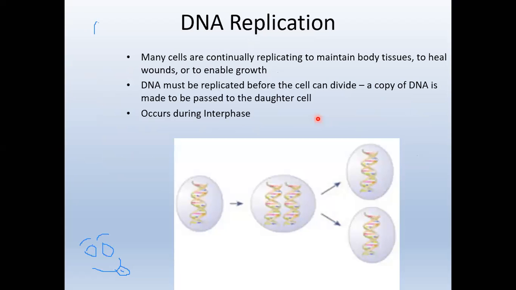All right, so here's the first thing I got to do when I'm getting ready to split and create a new cell. I got to replicate my DNA, and this is a whole process. Holy smokes. I've got this double helix strand of DNA, and the first thing I need to do is unzip it. So now I have 2 single strands of DNA.